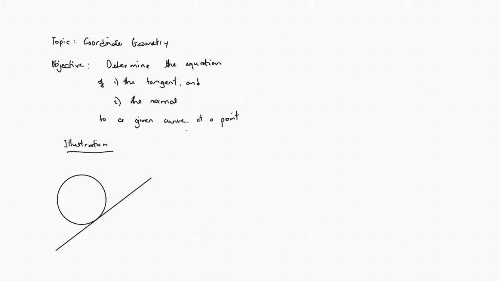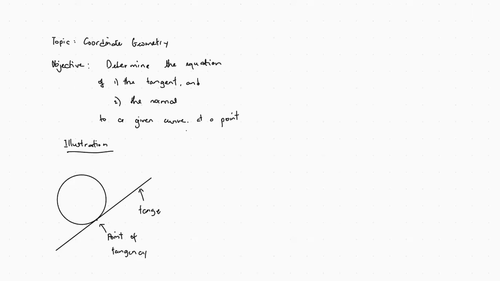First off, the point of tangency is the point where the tangent touches the curve. It's called the point of tangency. And this line here is called our tangent. It is a straight line that touches a curve, or in this case, a circle, at one point.